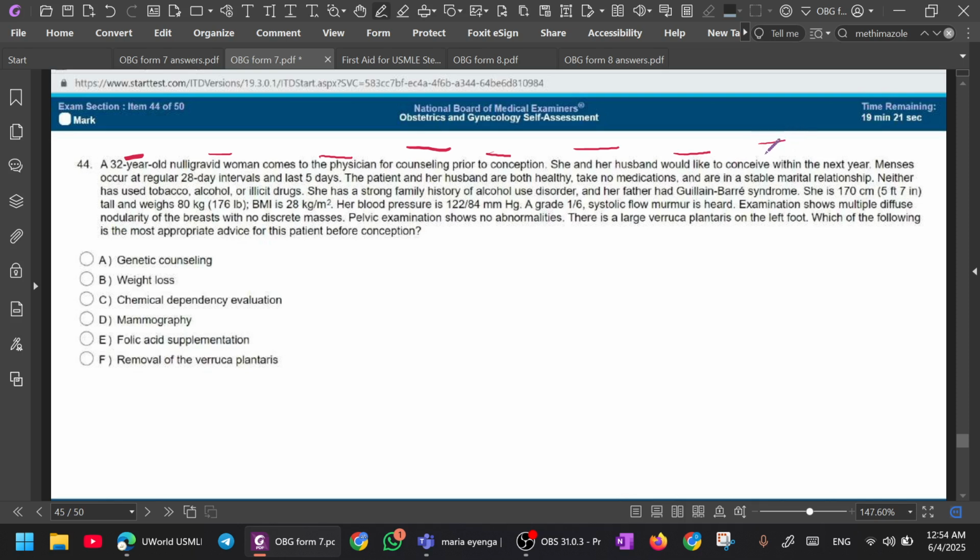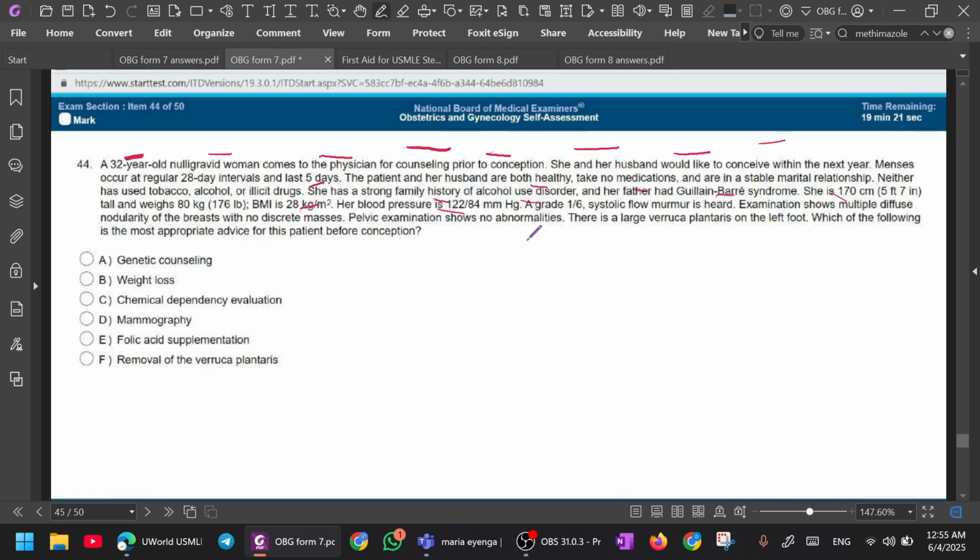She and her husband would like to conceive within the next year. Menses occur at regular 28-day intervals and last for 5 days. The patient and her husband are both healthy, take no medication, and are in a stable marital relationship. Neither has tobacco, alcohol, or illicit drug use. She has a strong family history of alcohol use disorder, and her father had Guillain-Barré syndrome. She is 170 centimeters tall, weighs 80 kg, BMI 28.